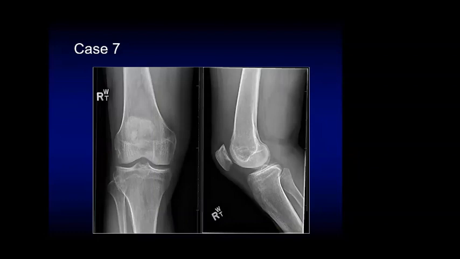AP and lateral view of the knee showing a posterior soft tissue mass lesion not extending into the bone. There is no associated calcification within it. Well-defined borders.